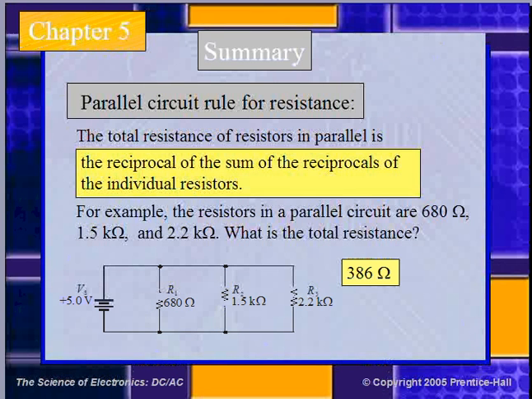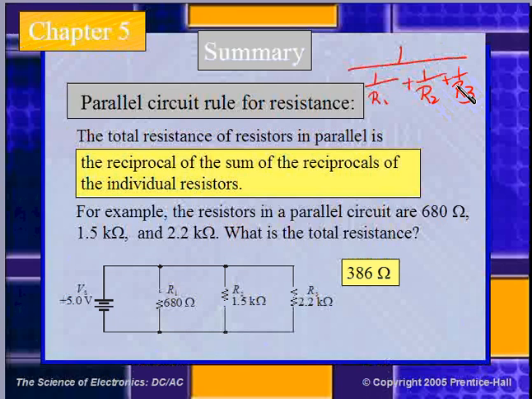The total resistance of resistors in parallel is the reciprocal of the sum of the reciprocals of the individual resistors. To make a long story short, it's 1 over 1 over. So in this case there's 3 resistors. It would be 1 over R1 plus 1 over R2 plus 1 over R3. 1 over 680 is 0.00147.